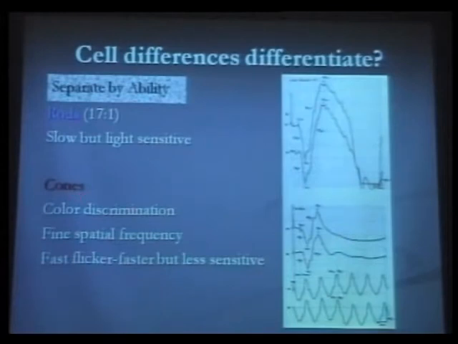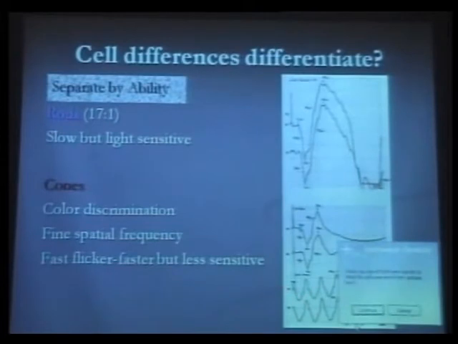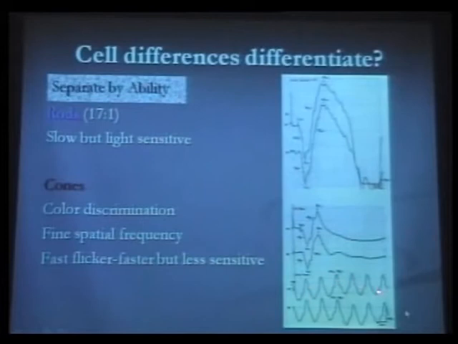Cones are involved with color discrimination. They also have a high firing rate and a fast recovery rate. So they do well in a changing environment and changing light, and they do well looking at fine spatial frequency. This is a flicker ERG. Here we're looking at a B wave generated by a flickering light, coming in at a fast rate, quite quickly and at a consistent amplitude. This is the most sensitive way to look at cones.